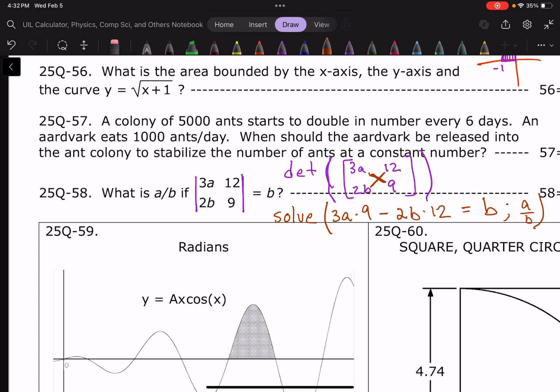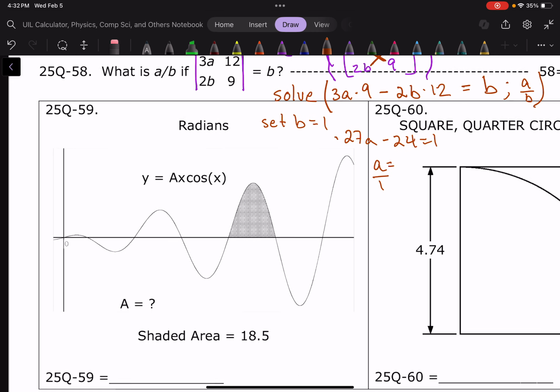If the calculator struggles with that, set B equal to 1 so that you get 3 times A times 9, that's 27A. 2 times 1 times 12, that's minus 24, equals 1. And then from here, when you solve for A over 1, that's the same thing as A over B, and there's your answer.